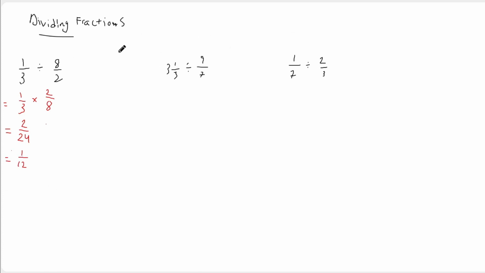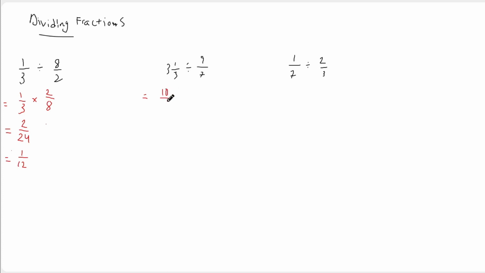All right. We're going to do the same process for this question, but this one may look a little confusing since you have a mixed number and an improper fraction. The essence of solving this stays the same. If I have 3 1/3 divided by 9 over 7, I want to turn the mixed number into an improper fraction. To do that, I do 3 times 3, which is 9, plus 1 is 10. So the answer is 10 over 3.